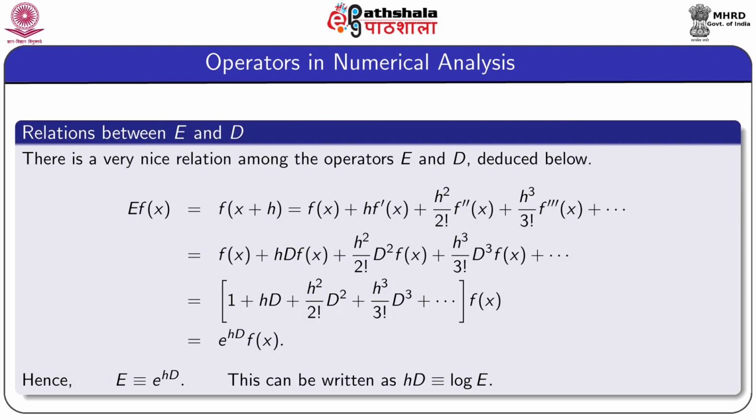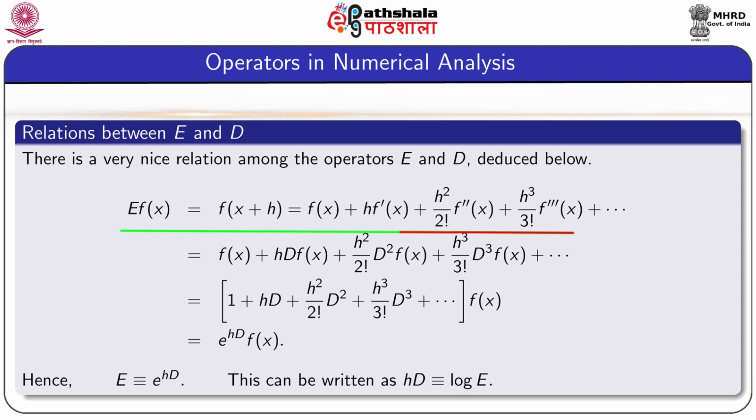There is a very interesting relation between the shift operator and the differential operator, that one deduced in this slide. E of f x equal to f of x plus h, and by Taylor series we know that f of x plus h is equal to f x plus h into f dash x, that means the first derivative, plus h square by factorial 2 into second derivative of f x, and so on.